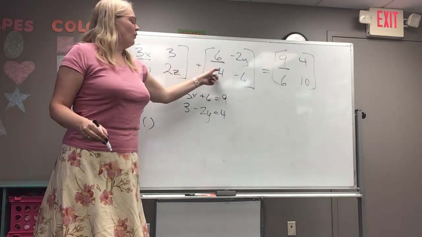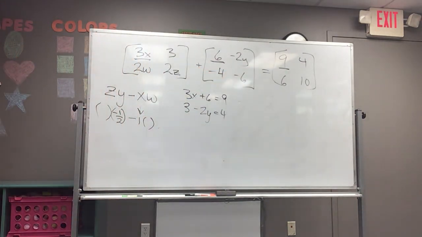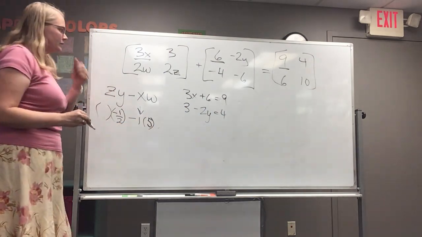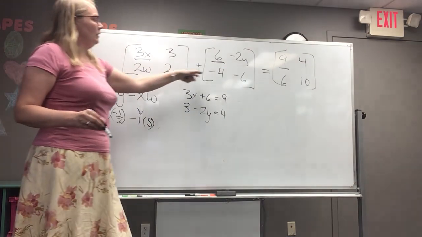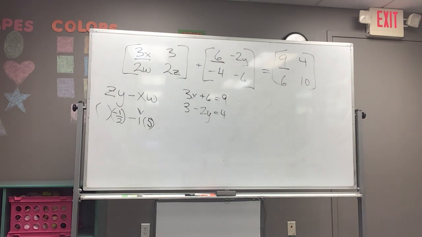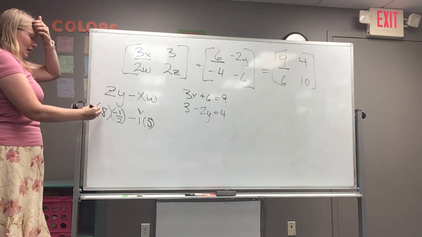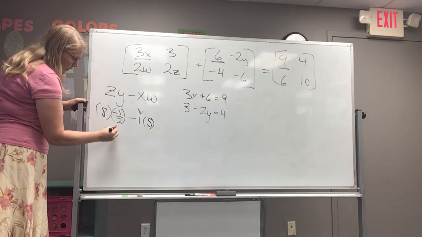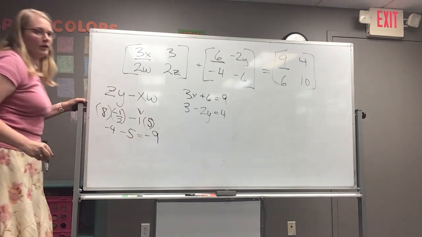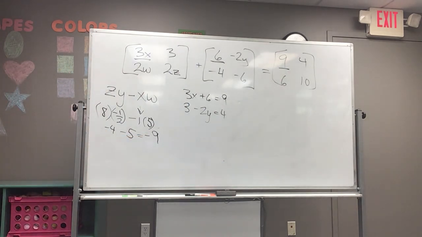2w, negative 4, 6. 2w minus 4 equals 6. Add 4 to both sides, 2w equals 10. Divide both sides by 2, w equals 5. Agree, disagree? I'm losing anybody? So w equals 5. And then 2z minus 6 equals 10. 2z equals 16. z equals 8. 8 times a negative 1/2 will equal negative 4. Minus 1 times 5 is minus 5. Altogether we have negative 9.